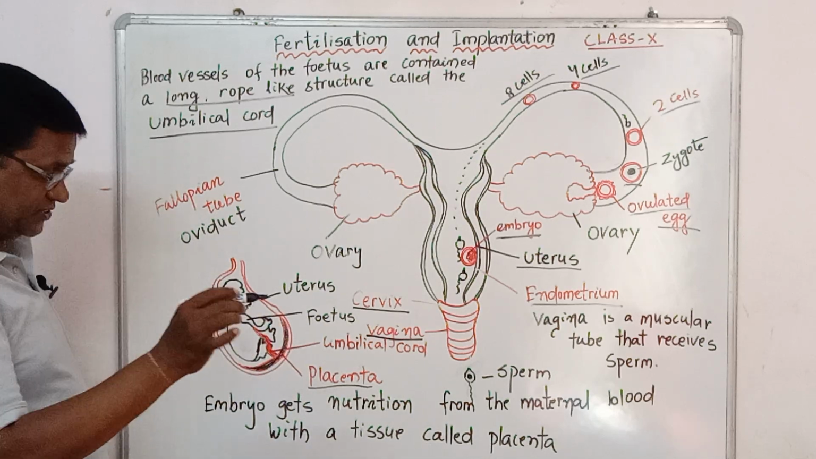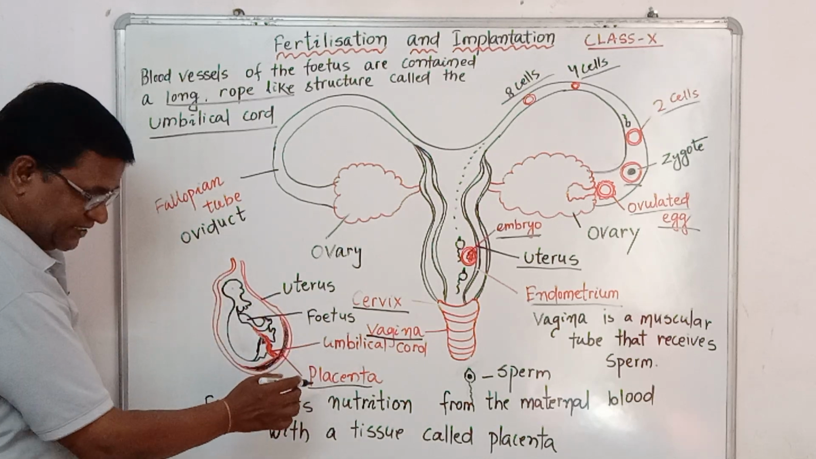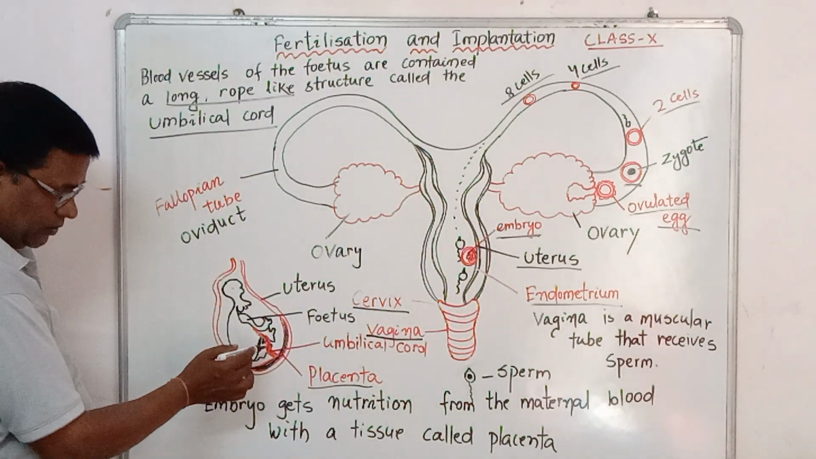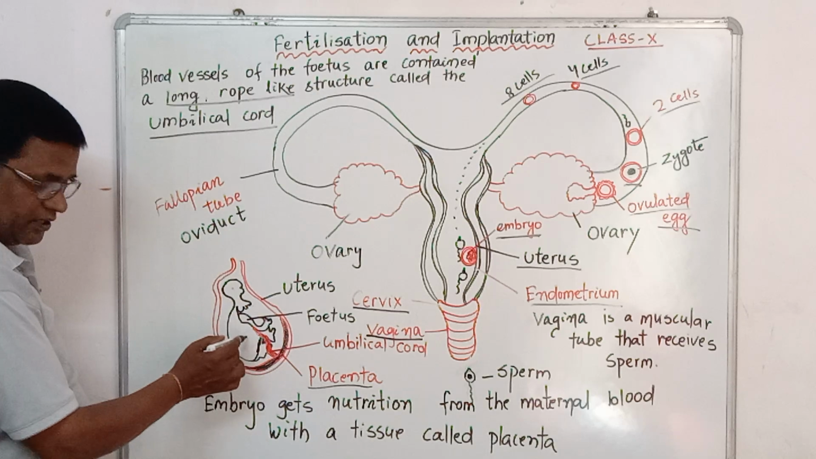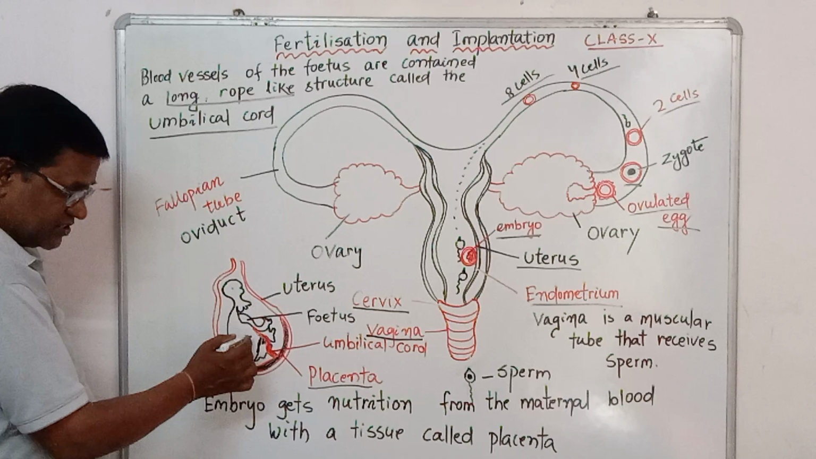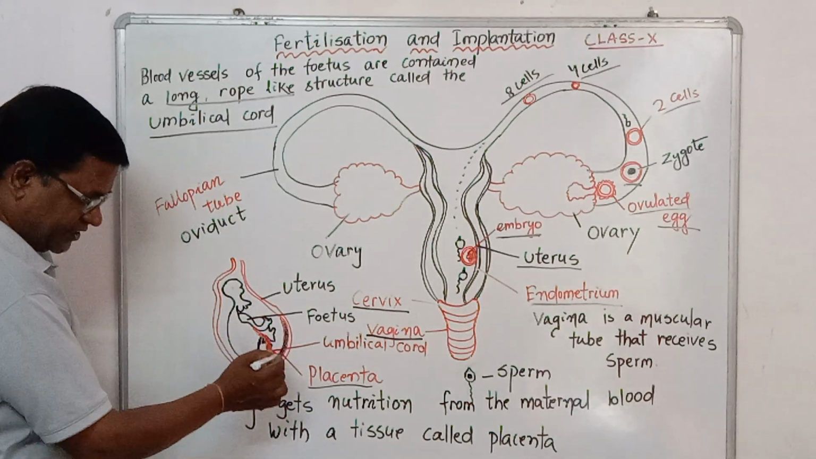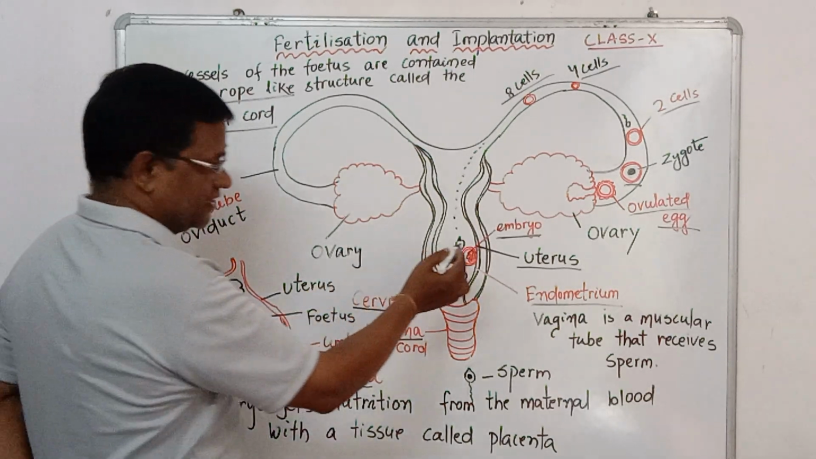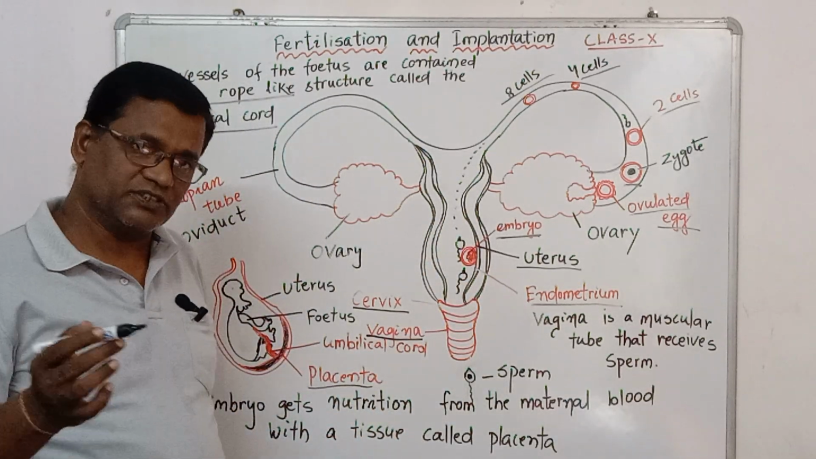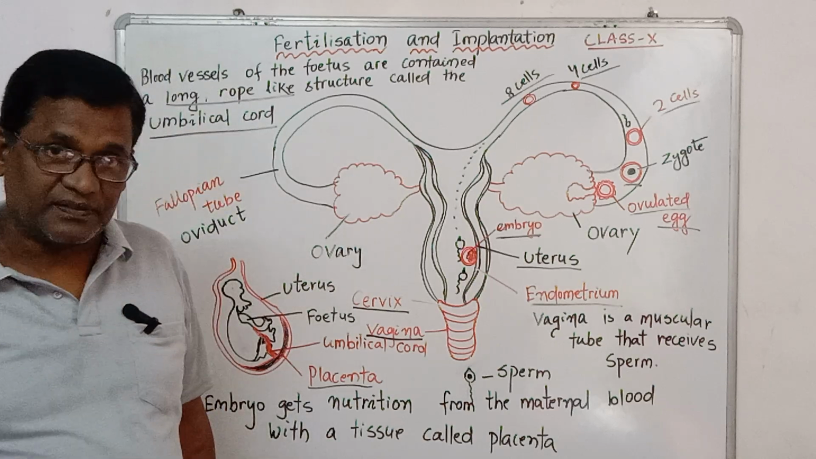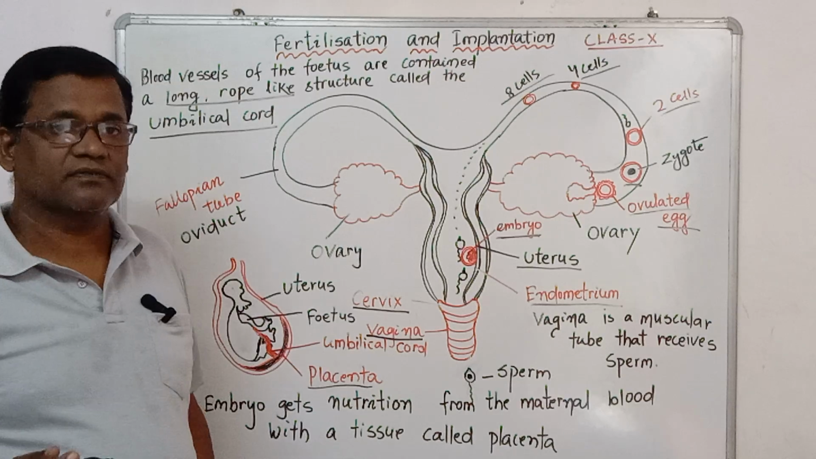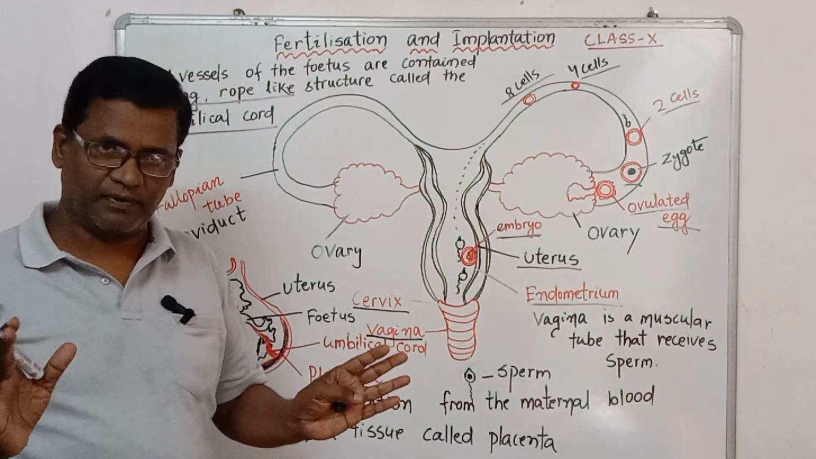Now I will tell you, listen. The mother's uterus is connected to the placenta, the placenta is connected to the umbilical cord, and the umbilical cord is connected to the fetus. Through the umbilical cord and placenta, all the exchanges occur between the mother and the developing fetus. After 9 months, the fetus will completely develop.